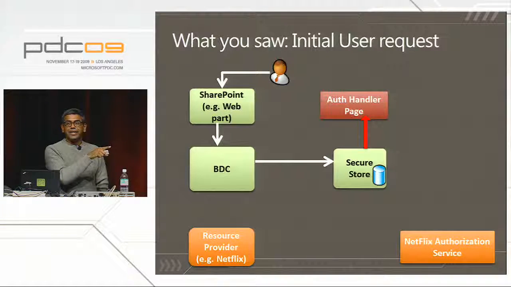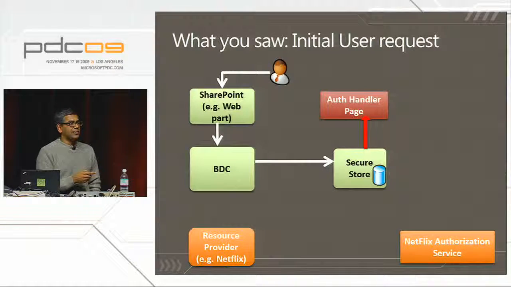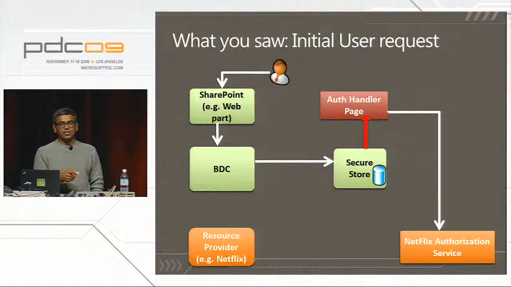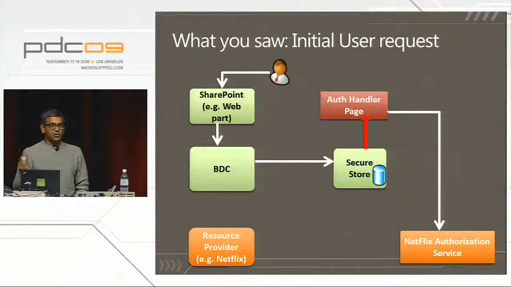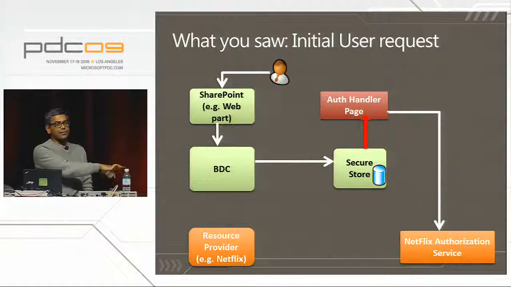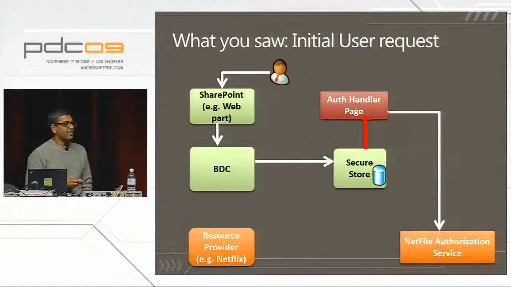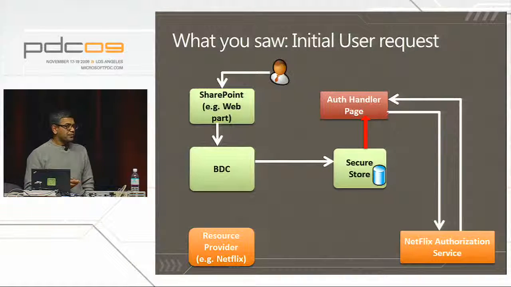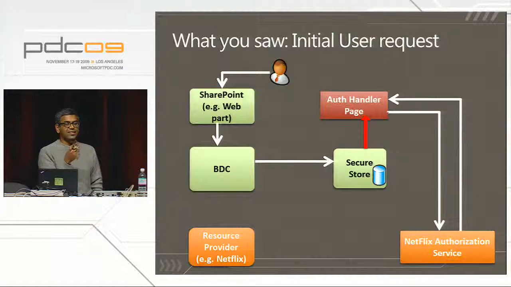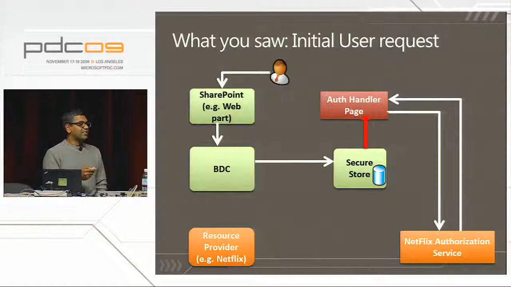But I hit the page in order for you to get redirected to the Netflix authorization service. You signed in, you accepted and consented to having my application, which is the BDC application, access the information. Netflix sent my movie queue. And then you saw the code that takes that secret and sticks it in the secure store. And then the secure store returns the secret back to the BDC, which then provides it on future requests to Netflix, gets my movie list, and goes.